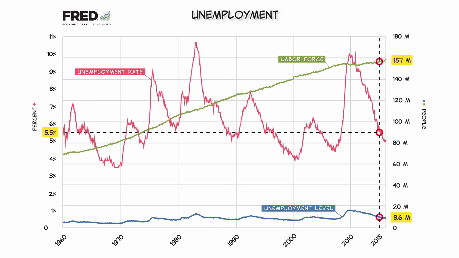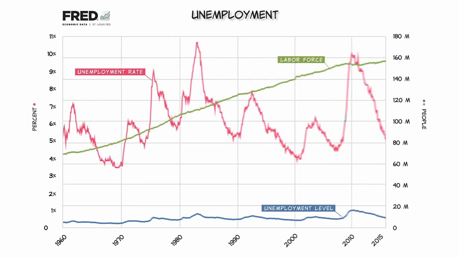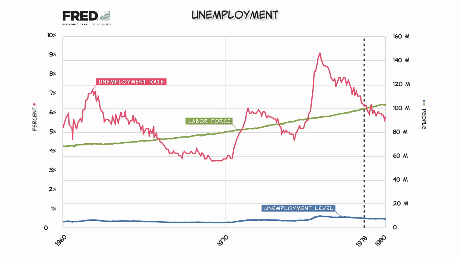Now, in case you don't want to check those calculations, let's make it easy. Let's go to January of 1978. At that time, there were about 100 million people in the labor force. The unemployment rate was 6.4%, and there were 6.4 million people unemployed, just as expected.